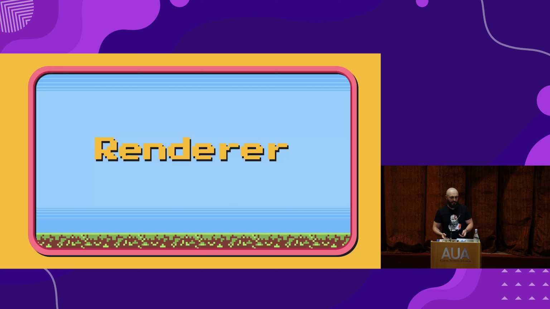What is WebGL? WebGL is just a rasterization engine. It draws points, lines, and triangles based on the code we supply.